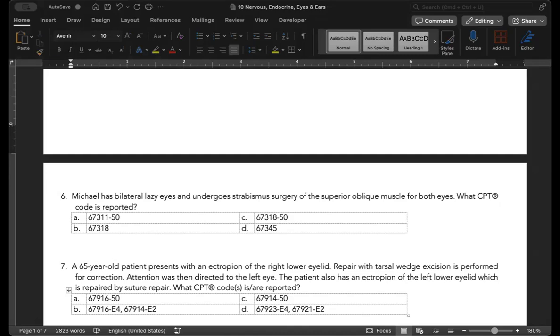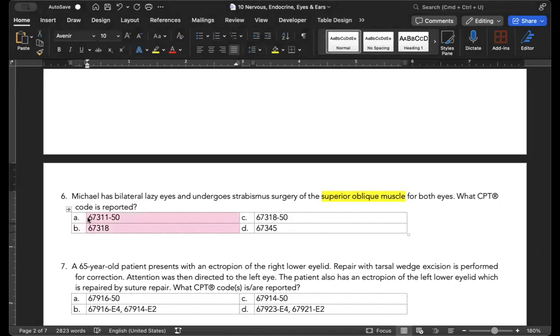So 67318 is your strabismus surgery, any procedure, superior oblique muscle. We know it is the 67318. So should we use a modifier 50 or not? Yes, we're going to use the modifier 50, because it was bilateral.